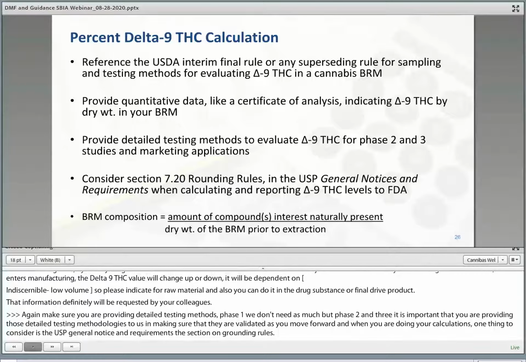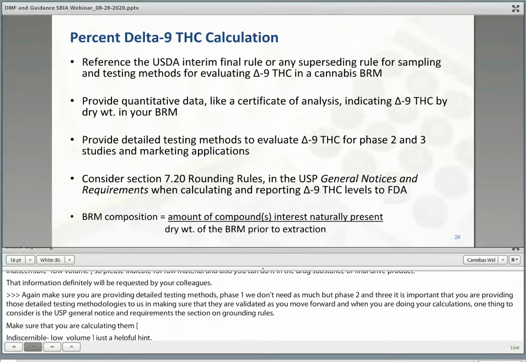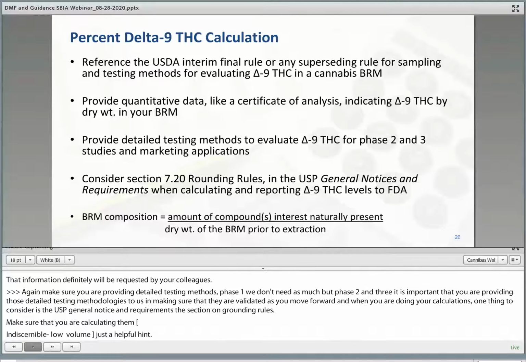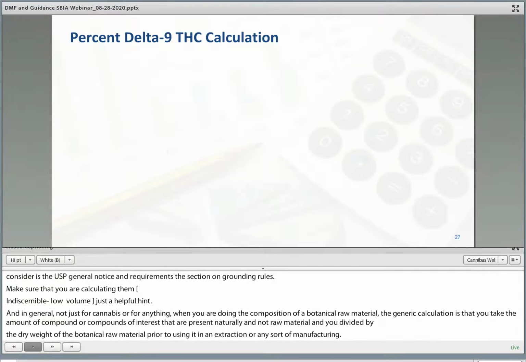And in general, not just for cannabis, but for anything, when you're doing the composition of a botanical raw material, the generic calculation is you take the amount of compound or compounds of interest that are present naturally in that raw material, and then you divide it by the dry weight of the botanical raw material prior to you using it in an extraction or any sort of manufacturing. So that's the general calculation that you could use, and you'll have to make it specific for your raw material, but that's generally a good practice to start with.